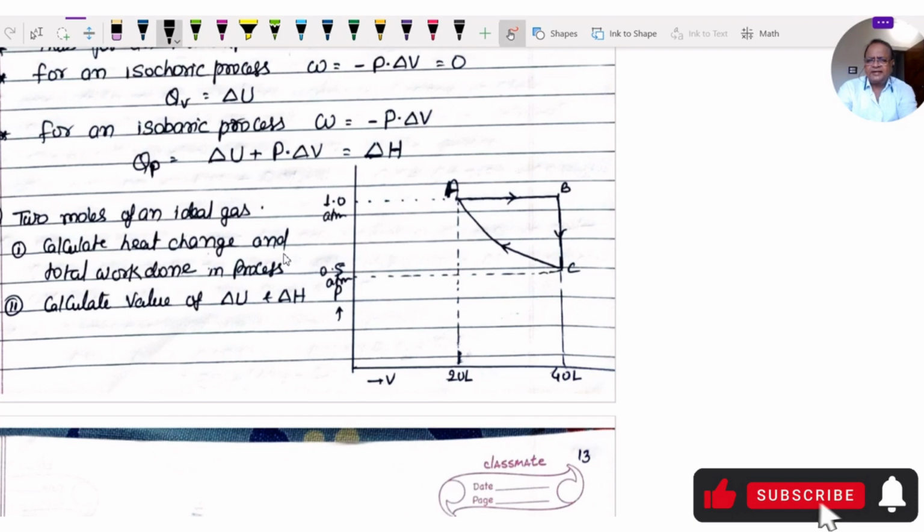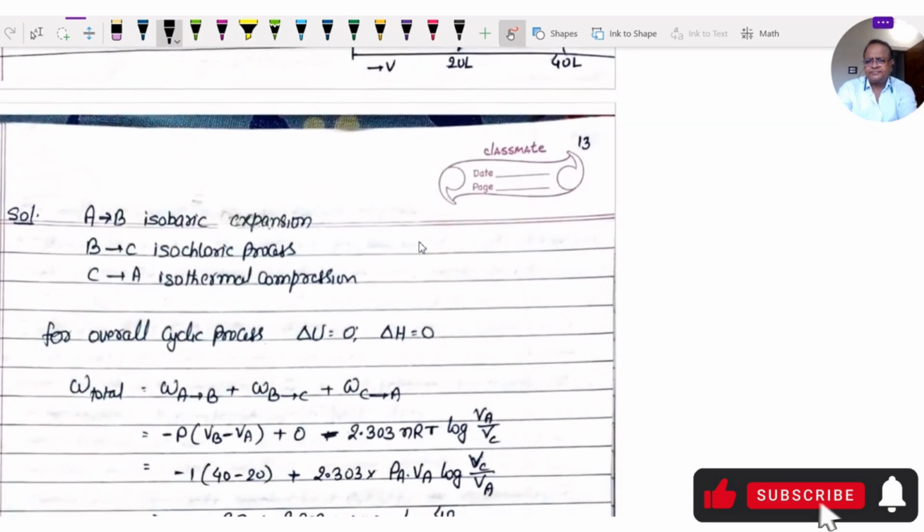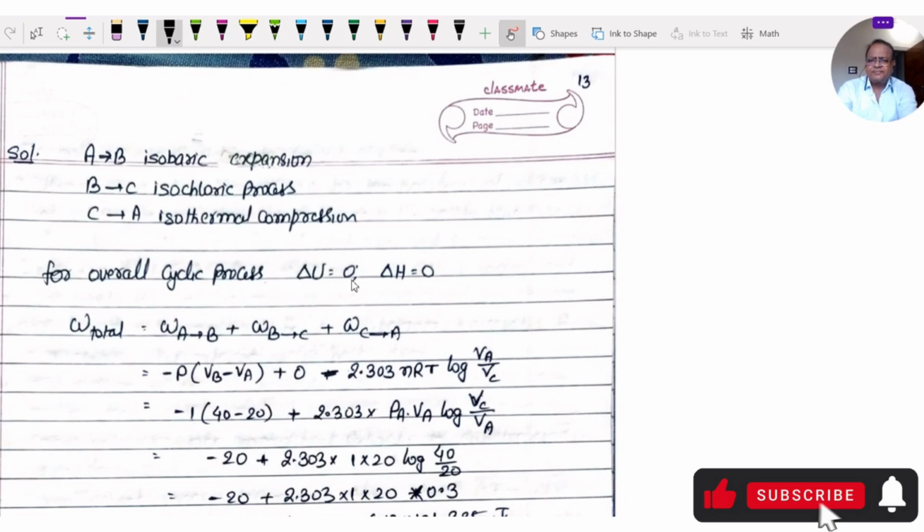2 moles of an ideal gas undergo a change from A to B. It is isobaric, B to C is isochoric, and C to A is isothermal reversible. So for the overall cyclic process, WAB is isobaric, B to C is isochoric so 0, and WCA is 2.303 log V2 by V1.